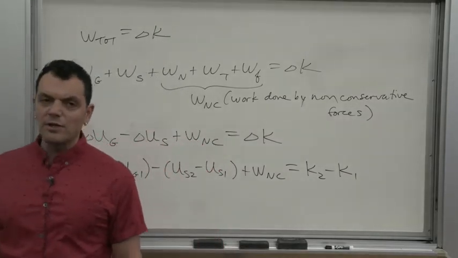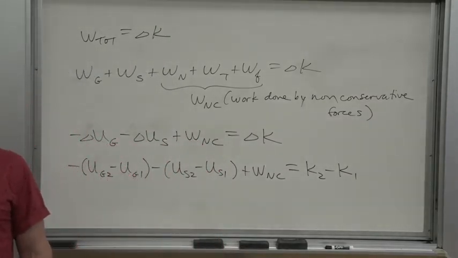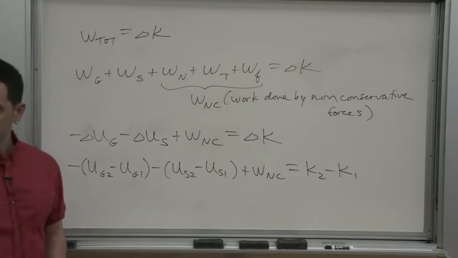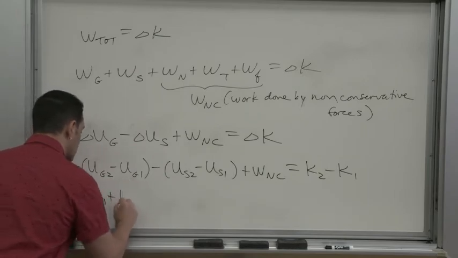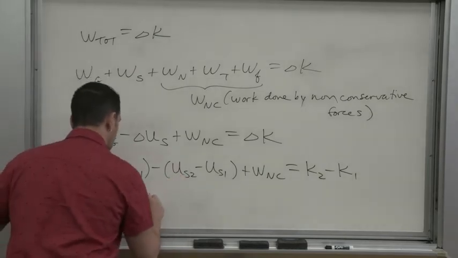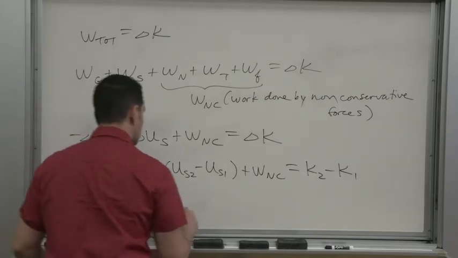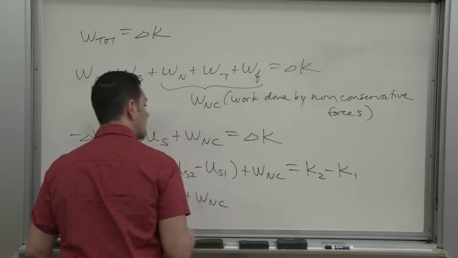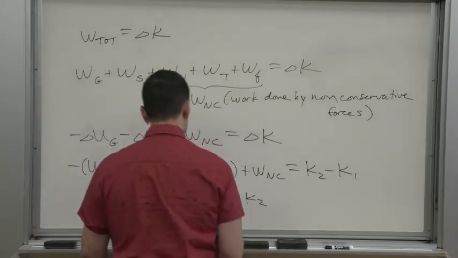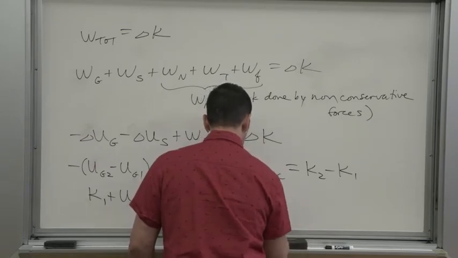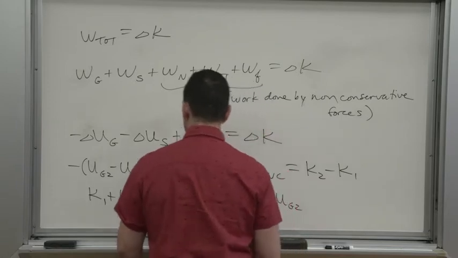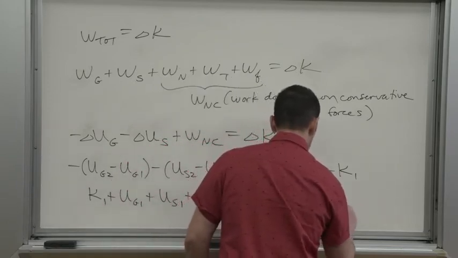And now I'm going to bring all the one stuff to the left-hand side and all the two stuff to the right-hand side. So all the one stuff, we get K1 plus UG1 plus US1 plus work non-conservative is equal to K2 plus UG2 plus US2.